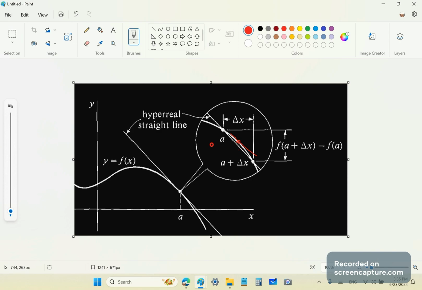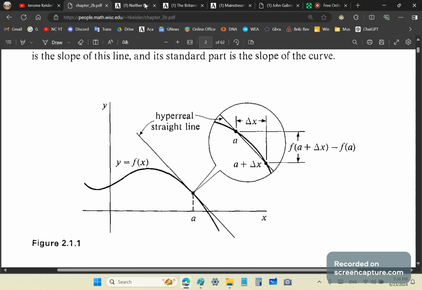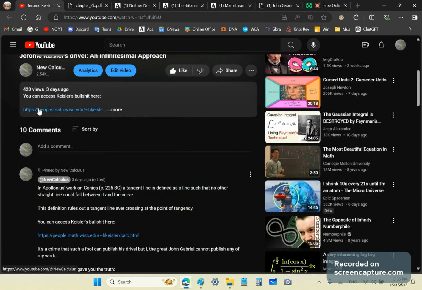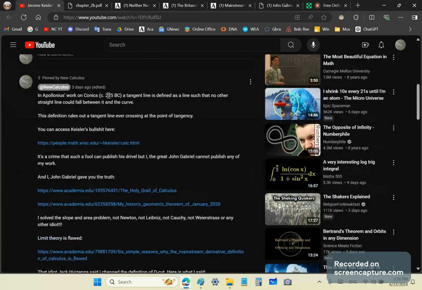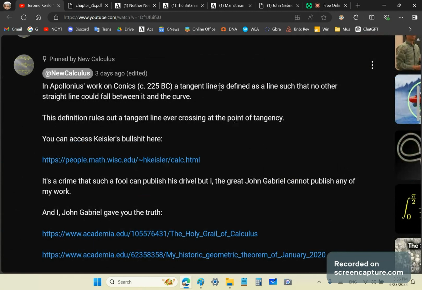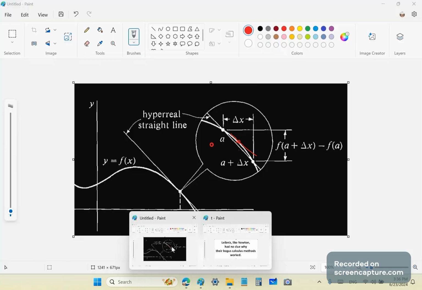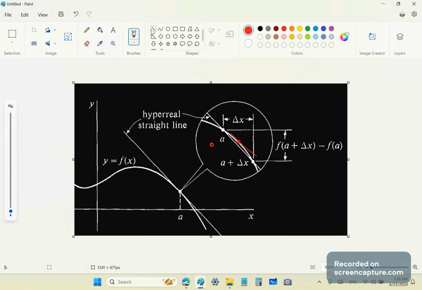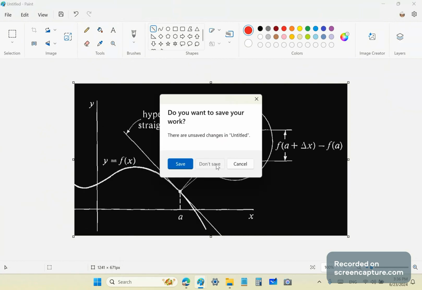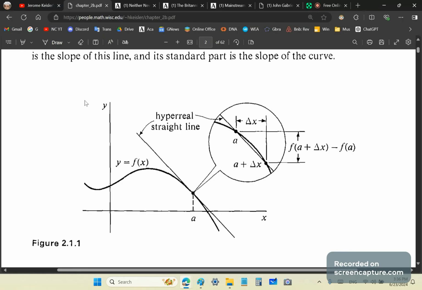But the problem is a tangent line doesn't cross in two points. So that automatically breaks the definition of a tangent line, which was defined by Apollonius. In his work on conics in 225 BC, a tangent line is defined as a line such that no other straight line could fall between it and the curve. You can see immediately that this drivel of Leibniz and Jeremy Keisler is obviously wrong. You can't get a line falling between the tangent and the curve, ever. That's impossible. So this definition is what you are taught in mainstream calculus.